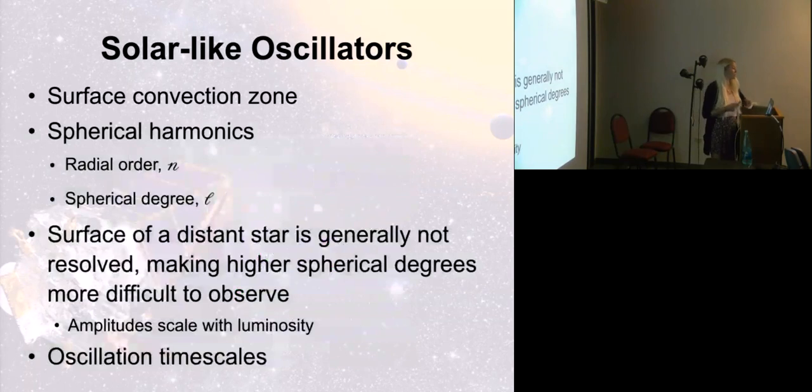Oscillations can be defined by spherical harmonics, where radial order n is the number of nodes from the surface of the star to the center of the star, and the spherical degree is the number of nodal lines on the surface of the star. But in general, it's really difficult to resolve the surface of distant stars, making these higher spherical degrees difficult to observe. And there's also another effect happening here: oscillation amplitudes scale with luminosity. So solar-like oscillations generally have lower signal-to-noise cases. Solar-like oscillations happen on the order of 5 to 10 minutes, thus emphasizing the need for very high cadence observations.